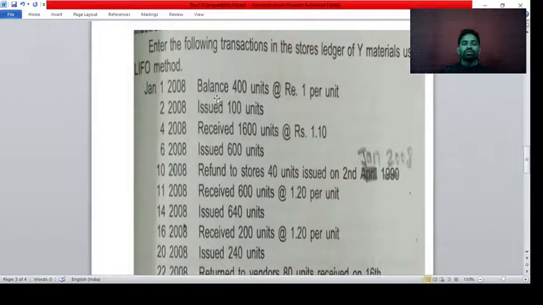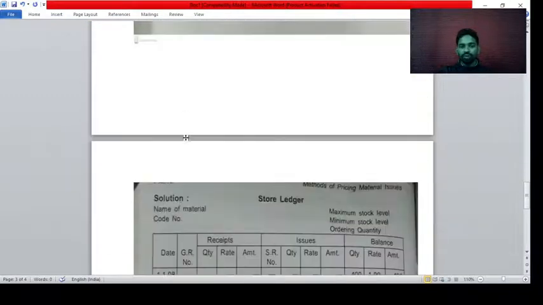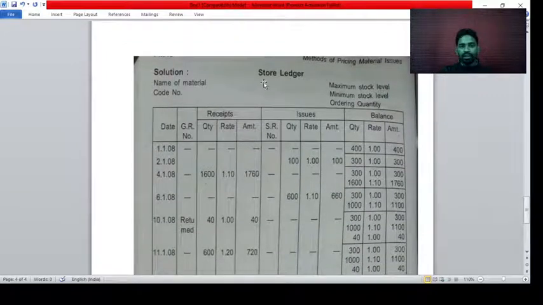You know how to draw the format also. Like this you have to draw the format, the store ledger: the name of the material, code number, maximum stock level, minimum stock level, ordering quantity. The date column, then in the receipts column there are 3 columns: quantity, rate, amount. In the issues there are 3 columns, quantity, rate, amount, and in the balance there are 3 columns. Like this we have to draw the columns.